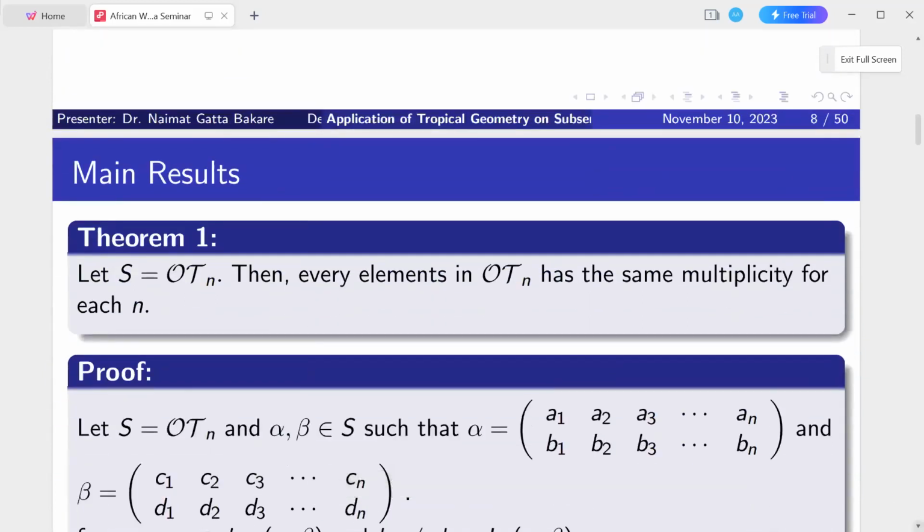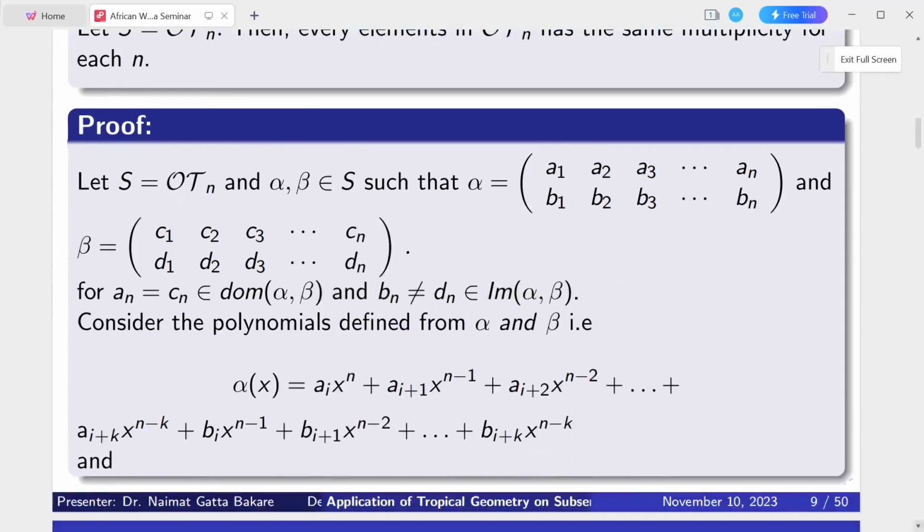So looking at that, when we study this, our first result we obtain is theorem 1. After we consider the elements of order preserving full transformation, the first thing we observe is that every element in order preserving has the same multiplicity for each n. So how come all the elements in this particular subsemigroup have the same multiplicity? Then we justify our result by proving the theorem. So theorem 1, here is the proof.